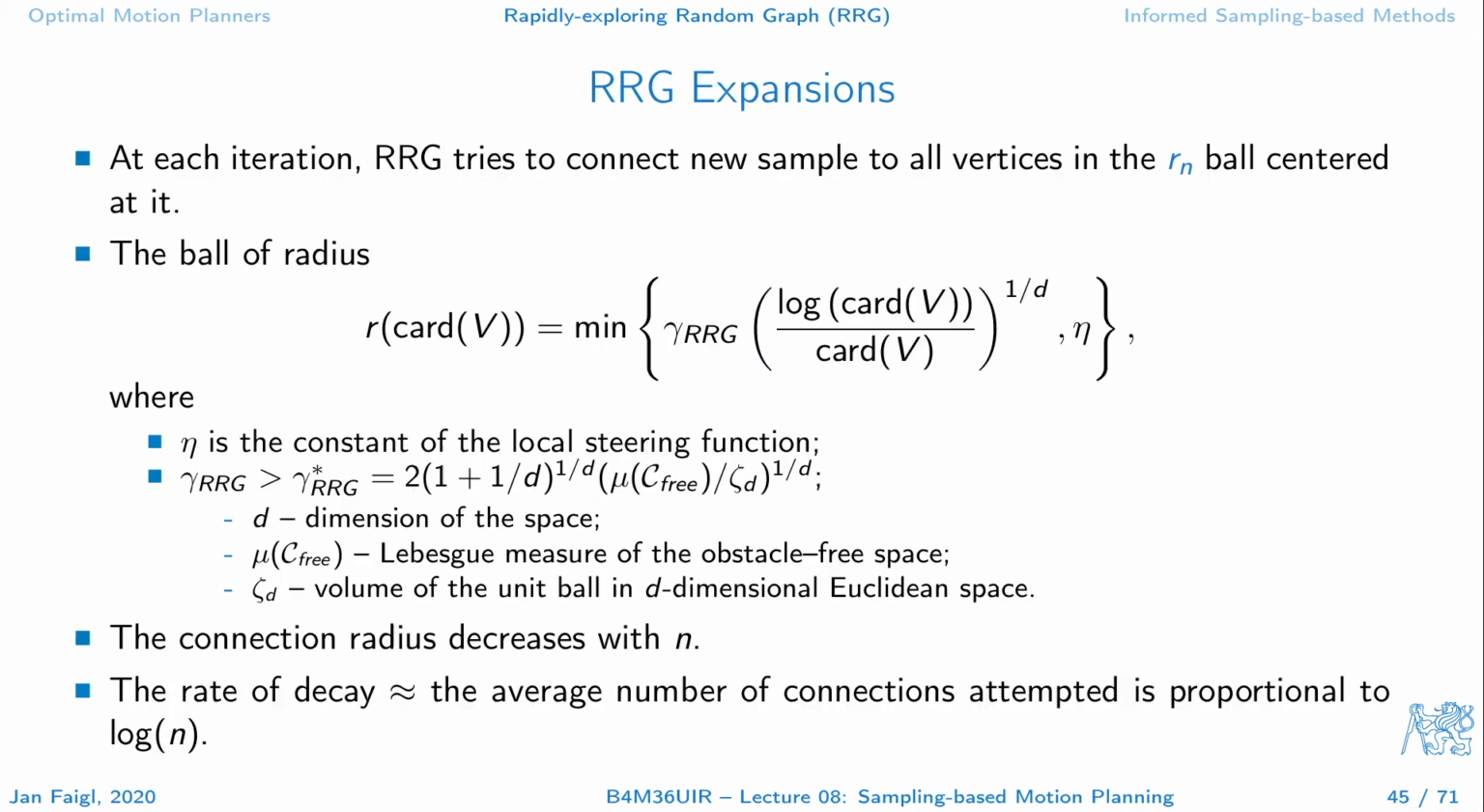Okay. So how is it working? At each iteration, the RRG tries to connect new samples to all vertices in the ball centered at it. So we have this location, and we have some ball, and we check: can we connect this to the existing nodes, and should this provide a better solution? So we need to reroute the path, the shortest path.